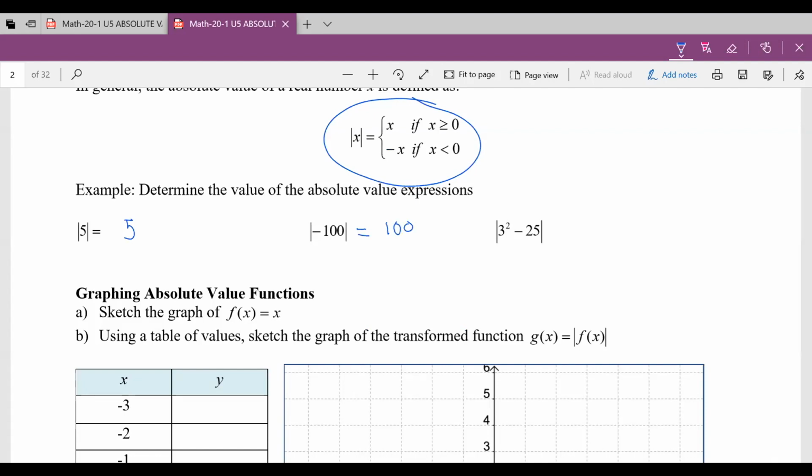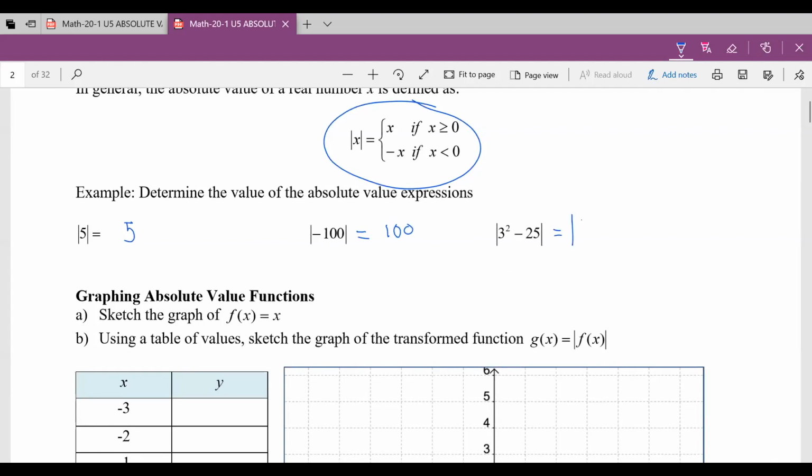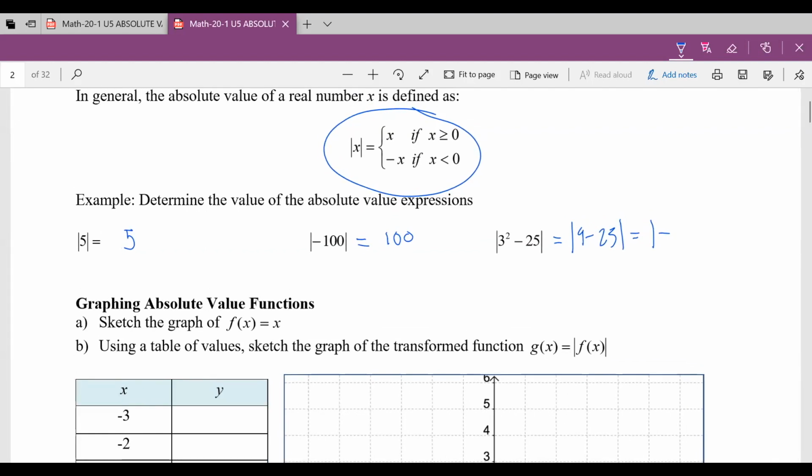All right. Well, let's do something a little bit more complicated here. The absolute value of 3 squared minus 25. Well, we can do some simplification inside the absolute value signs. 3 squared, of course, is 9 minus 25, like that, will give us the absolute value of negative 16. And the absolute value of negative 16 is going to be 16.